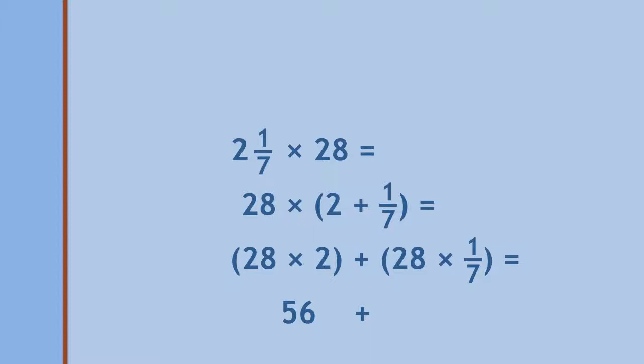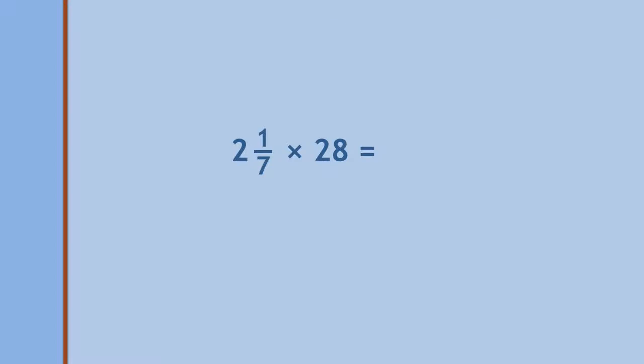So 7 would go into 28 4 times. Okay, so now all we have to do is add these two answers together. 56 plus 4 gives us 60. So they traveled 60 miles. That would be the answer to our word problem.